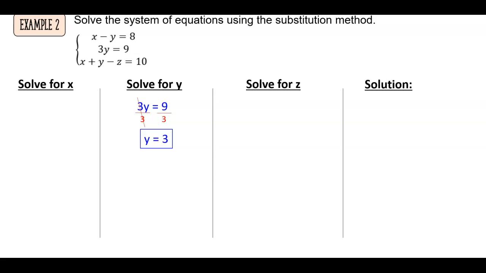Now move to the 2 variable. Which one should I do next? Okay, the top one has x and y. Since I know y, it'll be not too bad, right? So go ahead on the first column, write x minus y equals 8. And if I know y is 3, I'm going to replace this y with a 3. So x minus 3 equals 8.